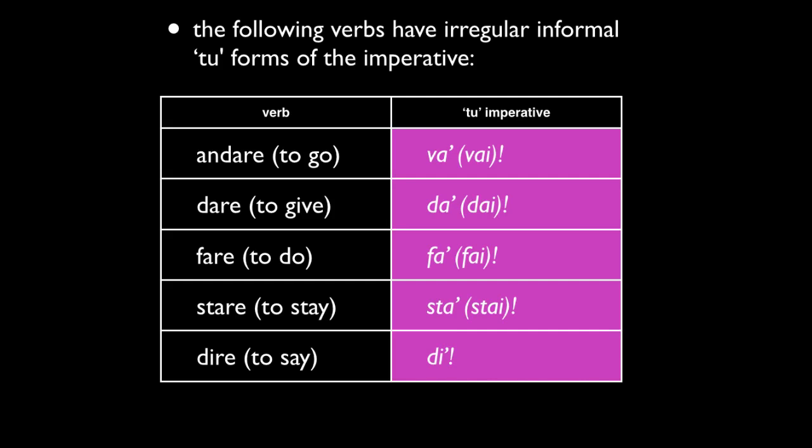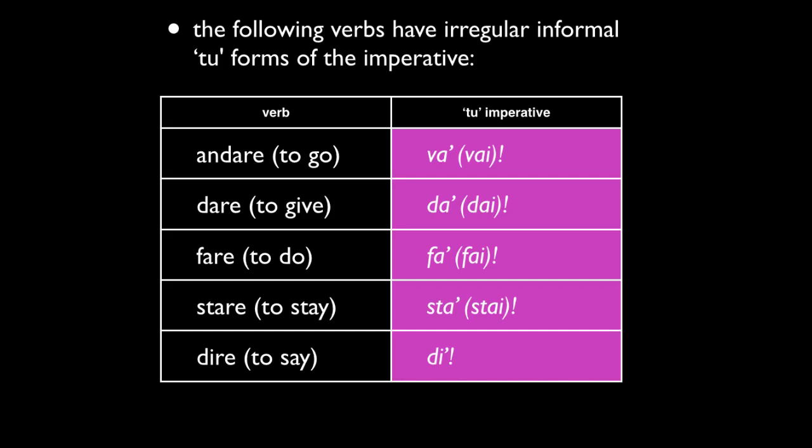Dare, to give: da. Fare, to do: fa or fai. Fai i compiti, do your homework, right? Stare, to stay: sta. And then dire, which is di, which maybe came from dici at some point, but that's not an alternative form. So, di la verità, tell the truth.